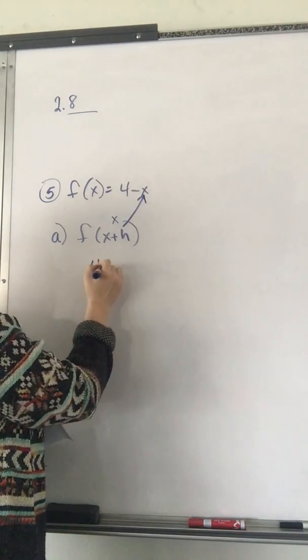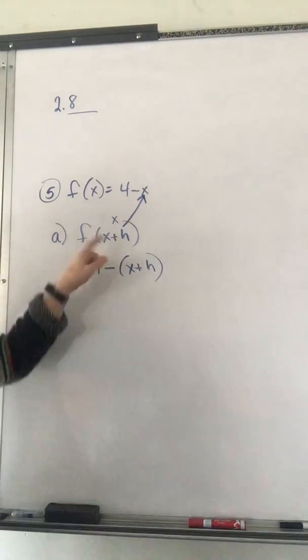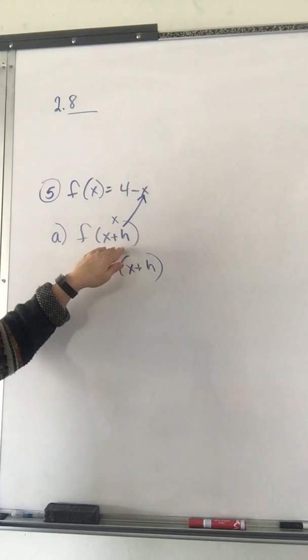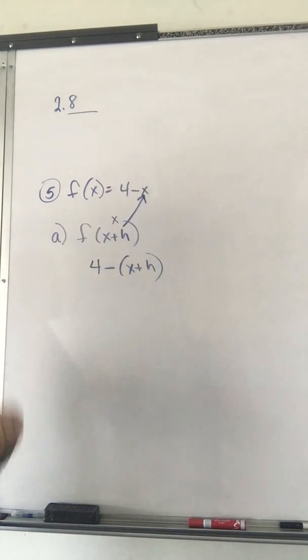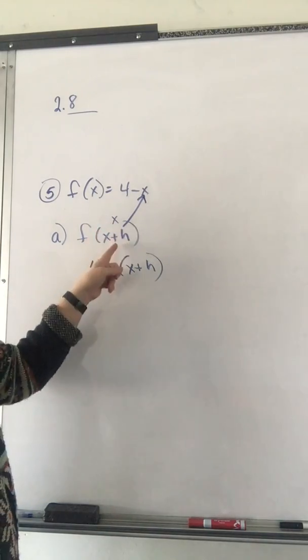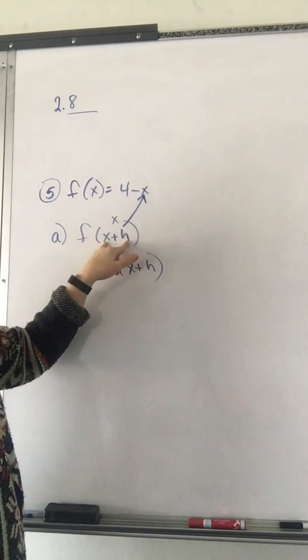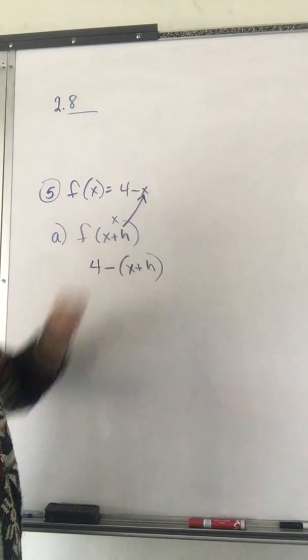So it'll be 4 subtract, instead of x, we're plugging in x plus h. Again, whatever's in this parenthesis, this is f of x notation, that's what we plug in for x. It's a little nicer when there's just a number there to plug in. Like if it said f of 1, I would have said 4 minus 1, 3, and been done. But it gave me this algebra to plug into x.